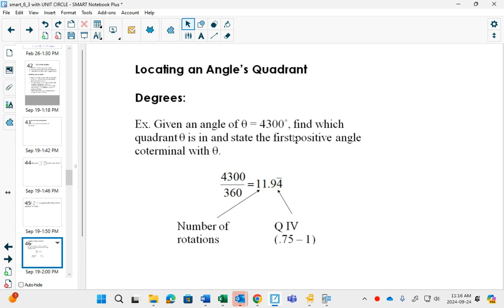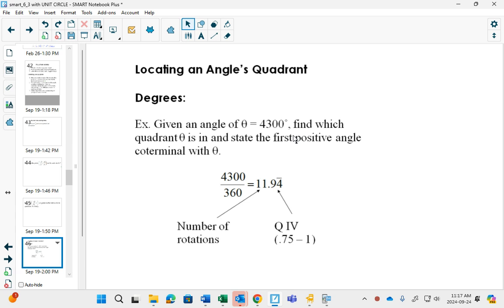So again, we are practicing some of the stuff that we've already done, sort of taking it to another level, a little bit more difficult. You might be working with angles that are very big, like 4,300 degrees. What quadrant is that in? Well, one of the ways that we could figure that out is thinking about reference angles and coterminal angles.